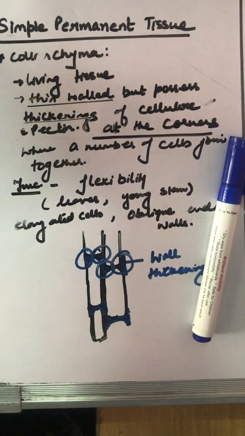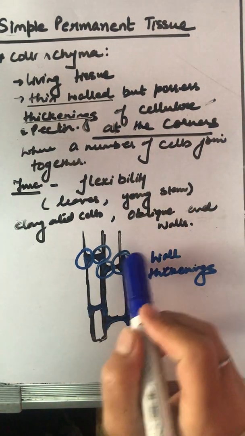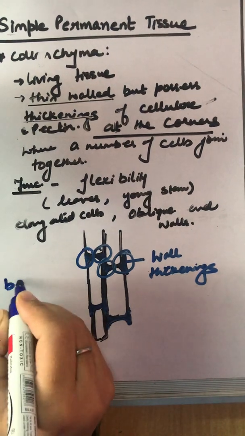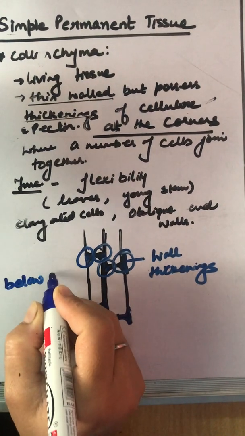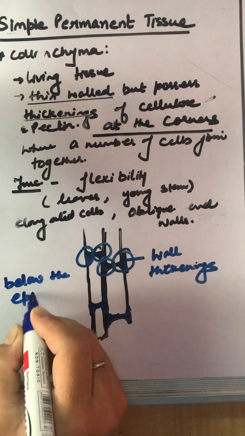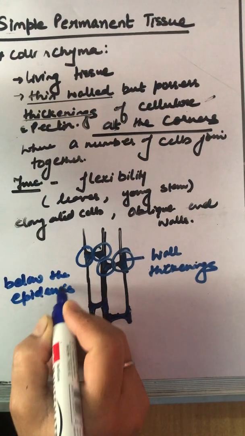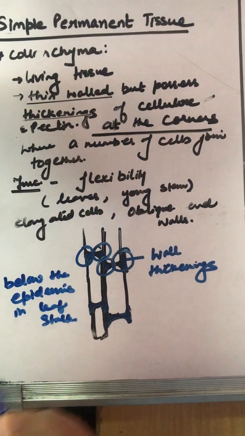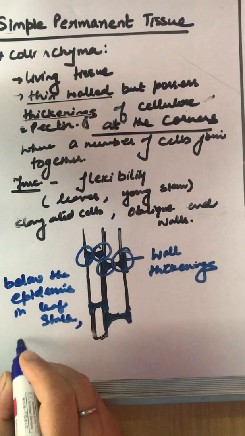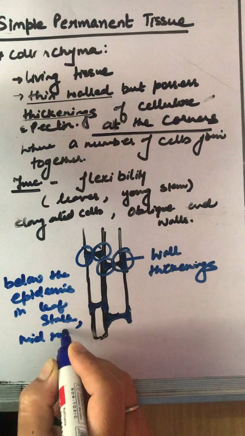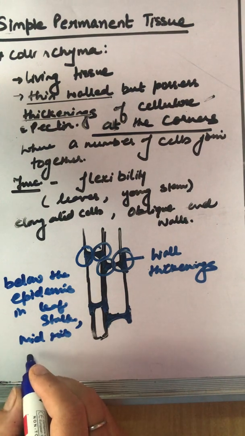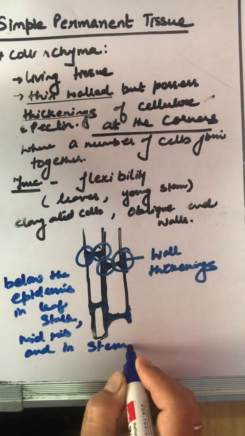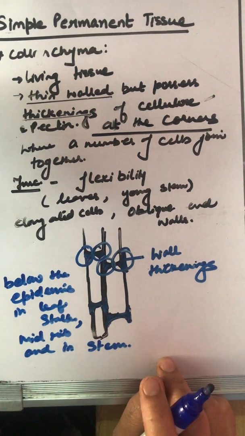So, if these thickenings are present, where is this Sclerenchyma mainly present? It is present below the epidermis, in leaf stalk, leaf midrib, and in stem, delicate tender stem or branches.